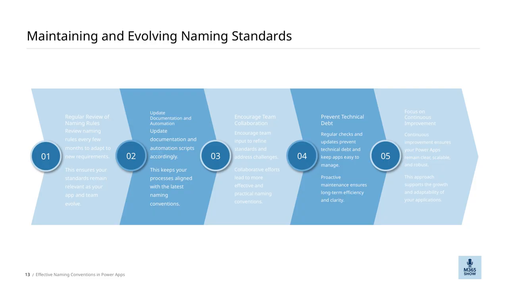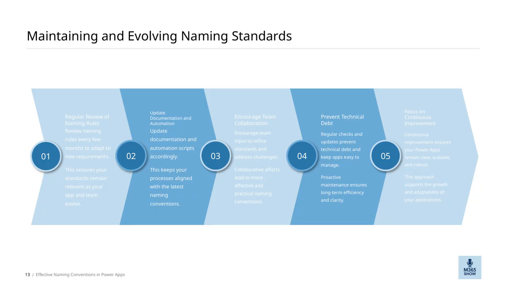It's crucial to review your naming rules every few months. This helps you adapt to new requirements and ensures your standards stay relevant as your app and team grow. Regularly reviewing these rules means your naming conventions remain effective and up to date. Next, it's important to update your documentation and automation scripts accordingly. When you make changes, updating these resources keeps your processes aligned with the latest standards, preventing confusion down the line.